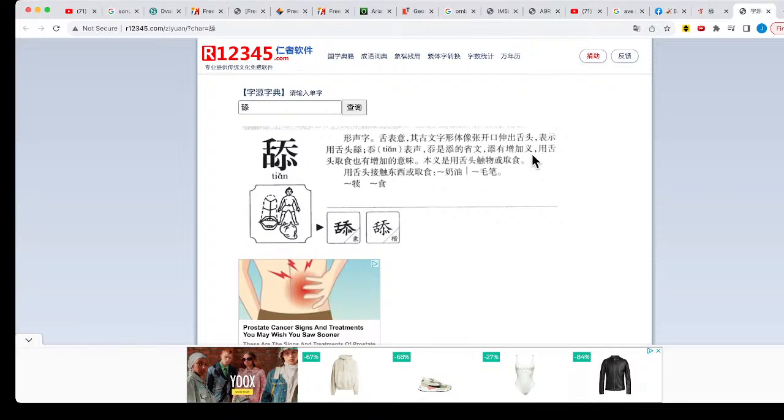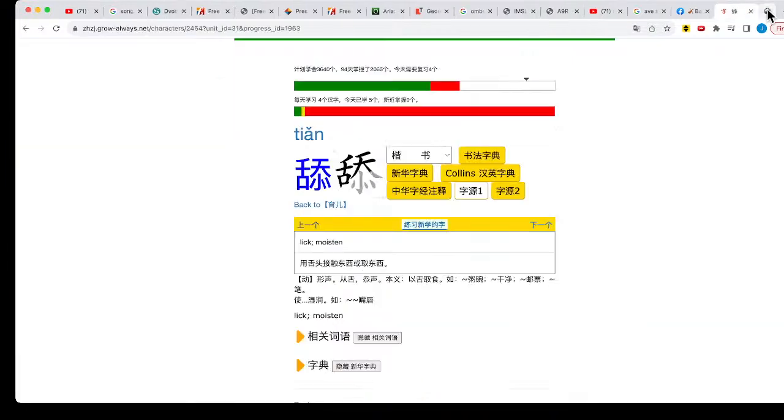And so this means that when you use the tongue, you ate more, right? You have more food, so it's also some way of increase. Okay, so this is 舔, basically use your tongue to lick.